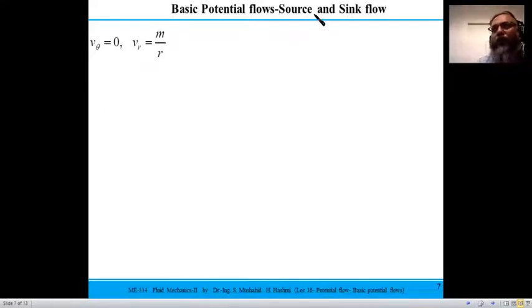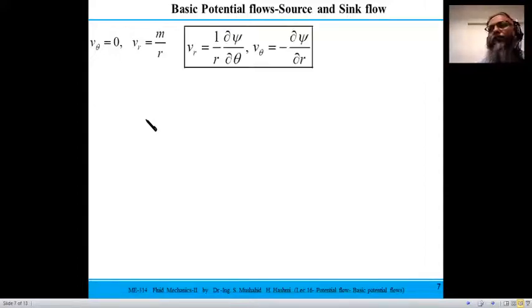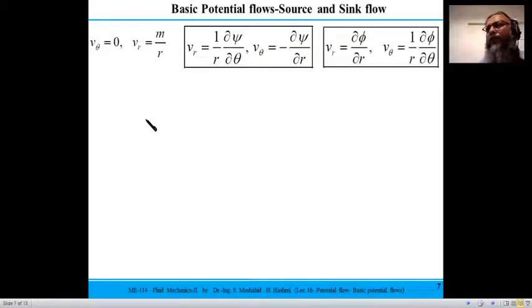As we know, the source flow and sink flow is a particular class of flow in which the only active component is in the radial direction. The tangential component is 0. And as we know, the relationship between calculating stream functions and velocity potential functions in the polar coordinate system: this would be the radial component of the velocity, this would be the tangential component of the velocity, and these are the expressions. If you have knowledge of the stream function or the velocity potential function, you can work out their components.